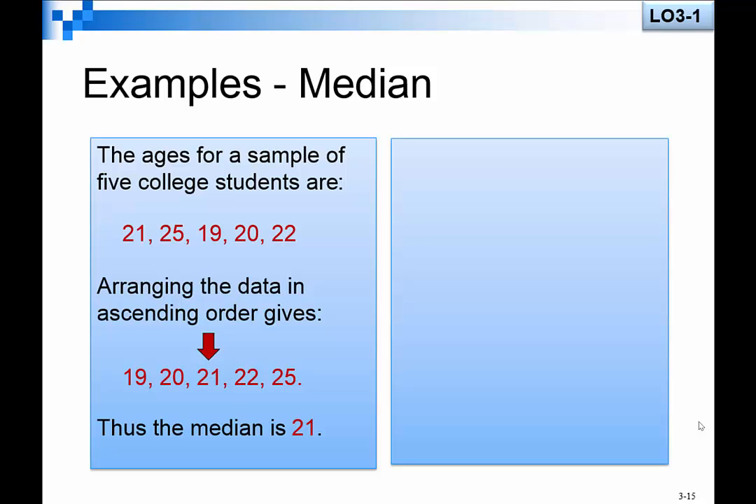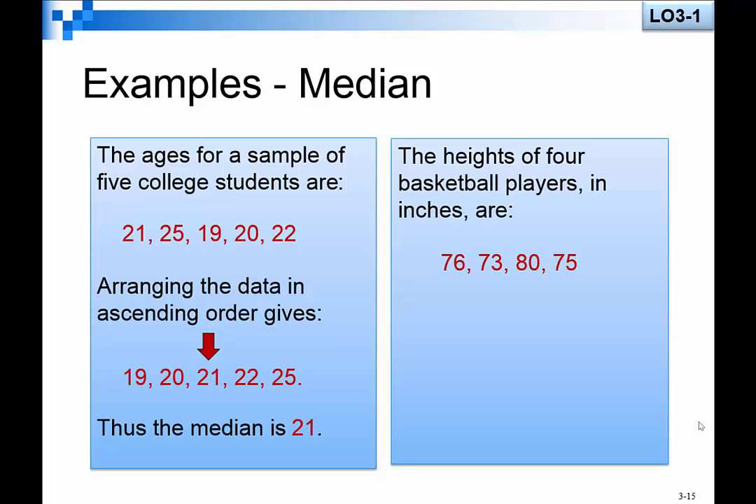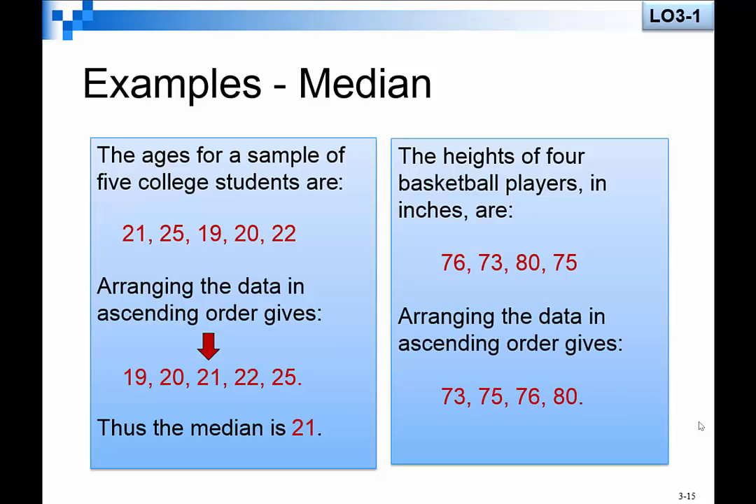Now, if we have an even number of data, like in this example here, 76, 73, 80, and 75, we are still going to order it smallest to largest, but we don't have a middle point. And so we have to find the middle between the 2 middle points. So our 2 middle points in this case are 75 and 76, and halfway between 75 and 76 is 75.5.